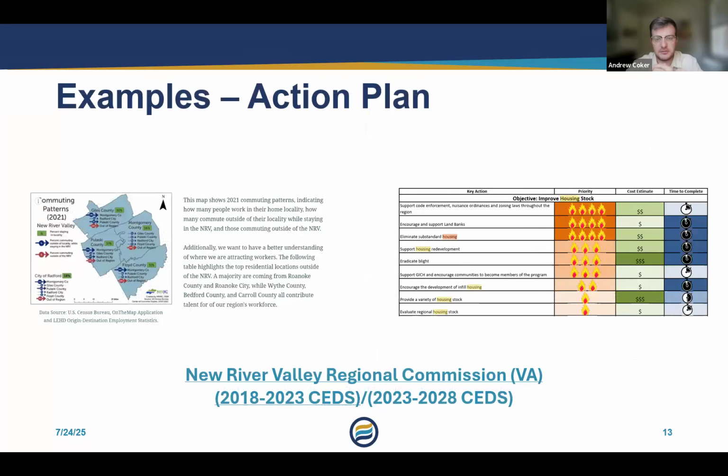Moving into the next section, the action plan, and I believe Leo Pretty's on the call as well, so I may call on you later to talk a little bit about the River Valley CEDS.